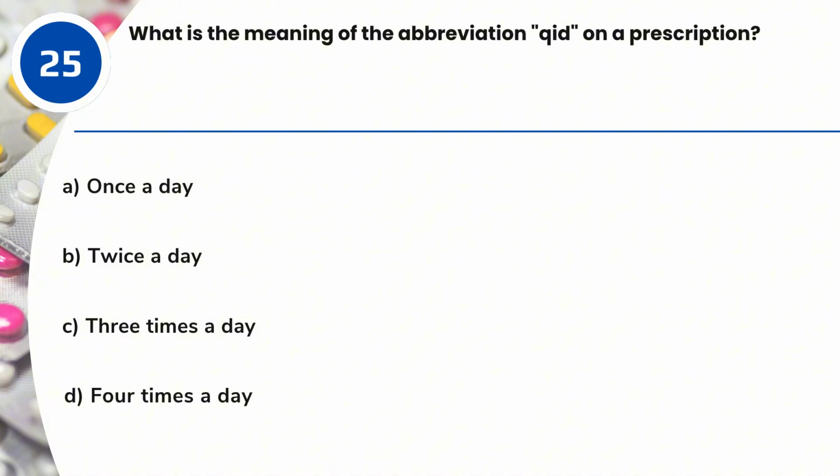Question 25. What is the meaning of the abbreviation QID on a prescription? A. Once a day. B. Twice a day. C. 3 times a day. D. 4 times a day.